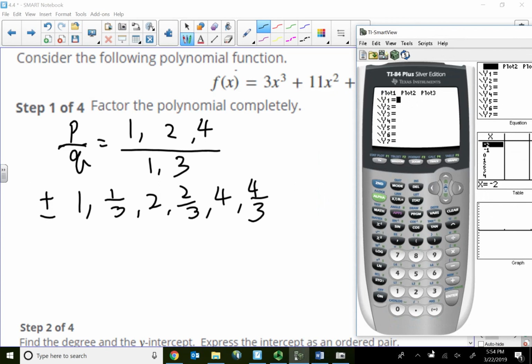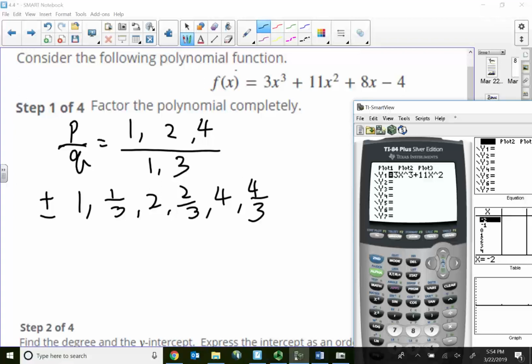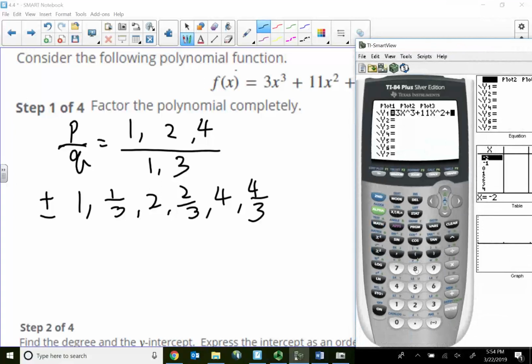So 3x to the third plus 11x squared plus 8x minus 4. All right. Let me go back to the standard window so we can see. Zoom number 6. All right. Oh, it looks like it turned right here and it crosses over there.